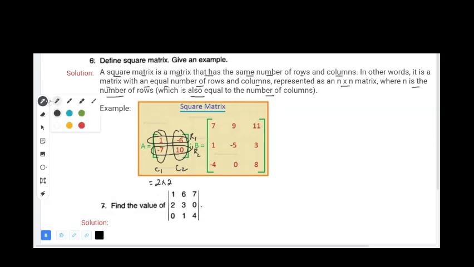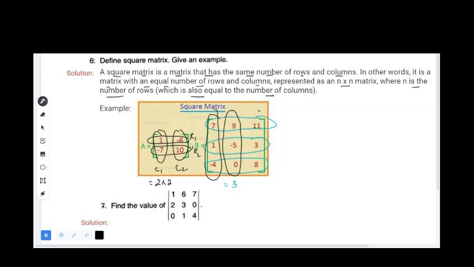Then moving to the second one, we have the rows 1, 2 and 3. We have three rows and three columns. So both of these are examples of a square matrix.